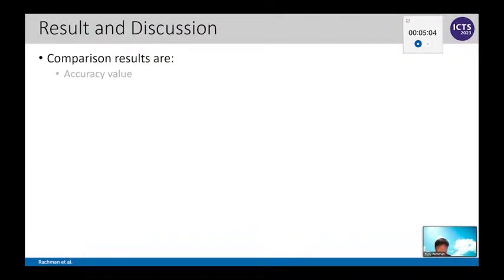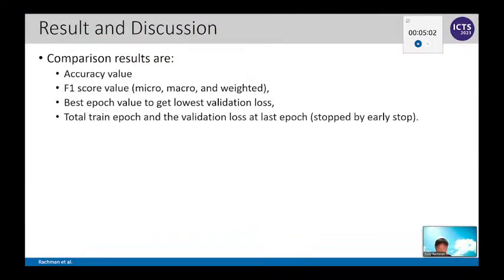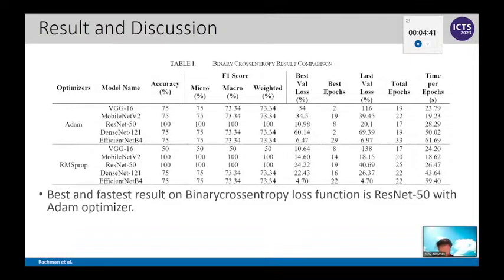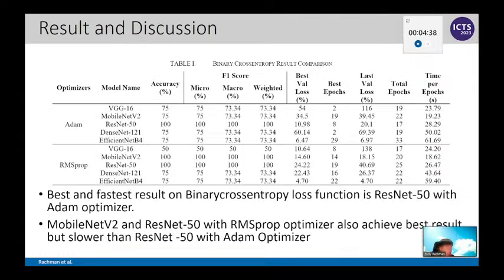Next slide, please. Like we said before, the comparison results are accuracy value and F1 score values, which are micro, macro, and weighted, the best epoch value to get the lowest validation loss, the total trained epochs, and the validation loss at the last epoch, which is stopped by the early stop. Next slide, please. We can see the table of binary cross entropy result comparison.